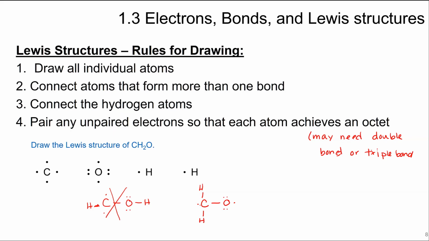I have 1 extra electron. So carbon has 2, 4, 6, 7. Oxygen has 2, 4, 6, 7. So what you can do is join those 2 together to form a new bond. So we have carbon double bond oxygen. Hydrogen's happy. Carbon now has 8 electrons. Oxygen has 8 electrons. So that's how we would draw that.